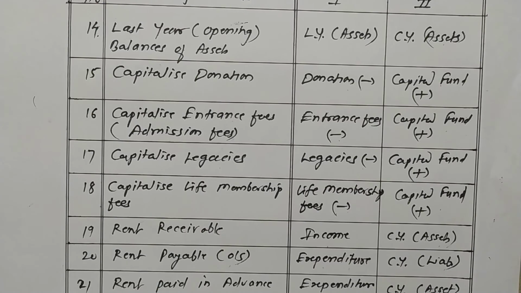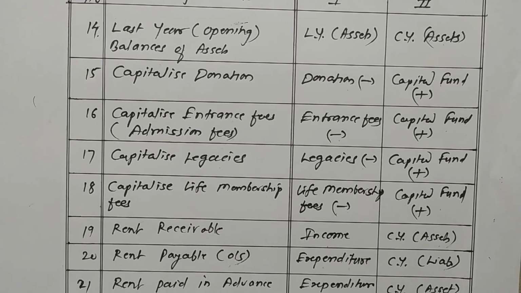17th adjustment. Capitalized legacies. It is also to be deducted from legacies and will be added in capital fund. Same like this one, 18th number. Capitalized life membership fees. It is also to be deducted from life membership fees and will be added in capital fund.